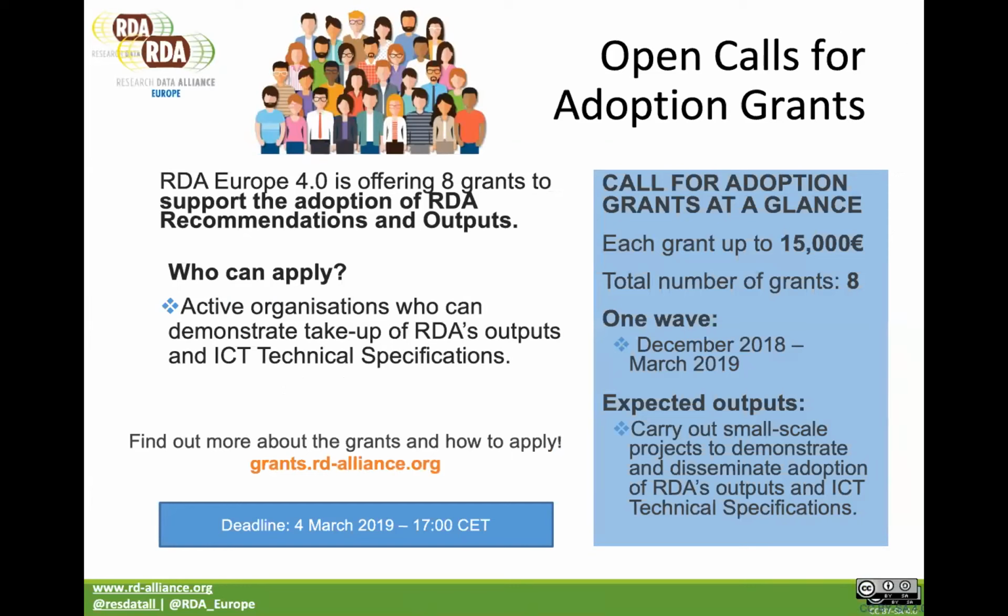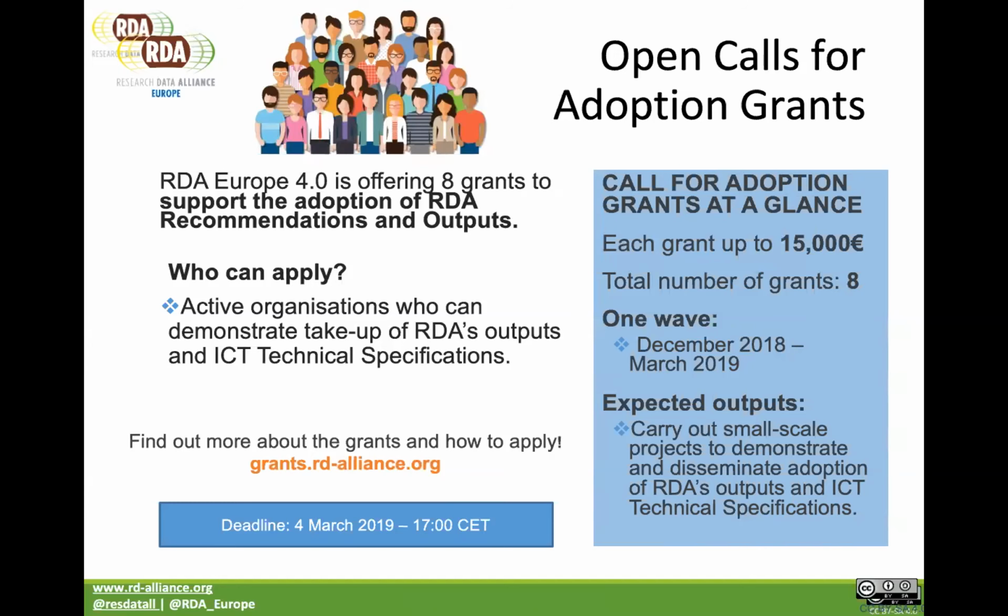One of the added values of the nodes is really establishing close links with the national communities and supporting them to get engaged in RDA. Therefore, I invite you to frequently check the national group pages to get updates about the open calls issued by the European project. These open calls are aimed to provide financial support to organizations and individuals to actively contribute to RDA. In particular, as you can see on these slides, at the moment there is a call open for adoption grants. If you are an organization willing to adopt an RDA output or recommendation, the RDA Europe project makes available 8 grants for an individual value of 50k euro. To apply, you can check the website that is on these slides, and the deadline is the 4th of March next year.